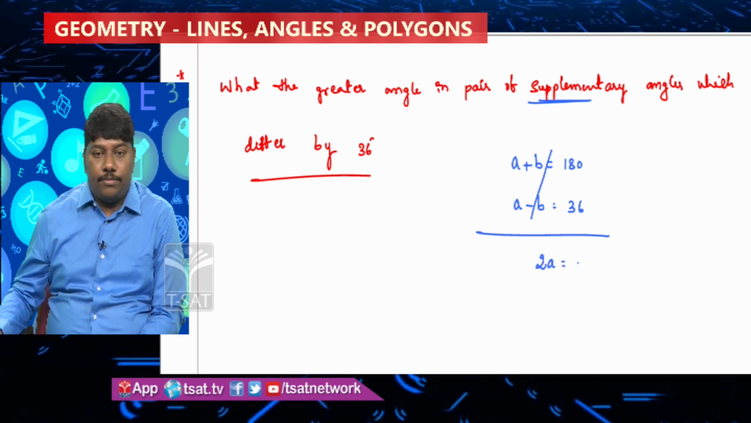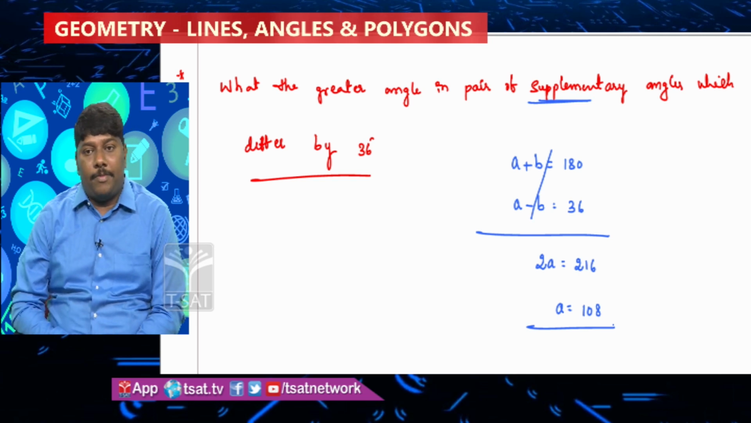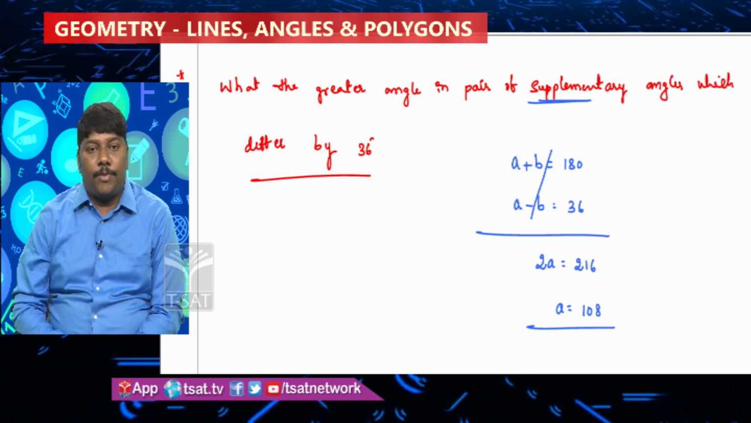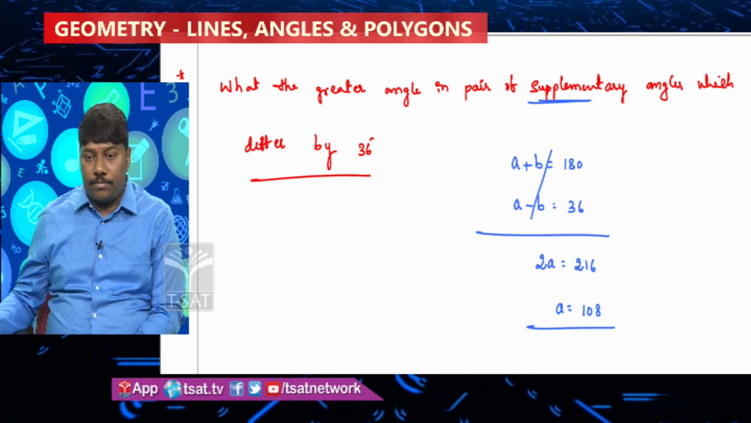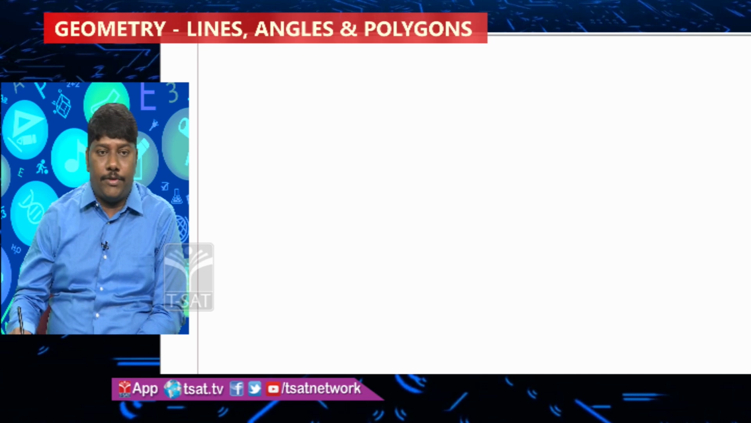2A is equal to 216. The greater angle is 108. If I ask you what is the least angle in a pair of supplementary angles which differ by 36, angle A is the greater angle which is 108 and angle B is the smaller angle which is 72. In the same way I can give you a question based on reflex also. It will be the same.